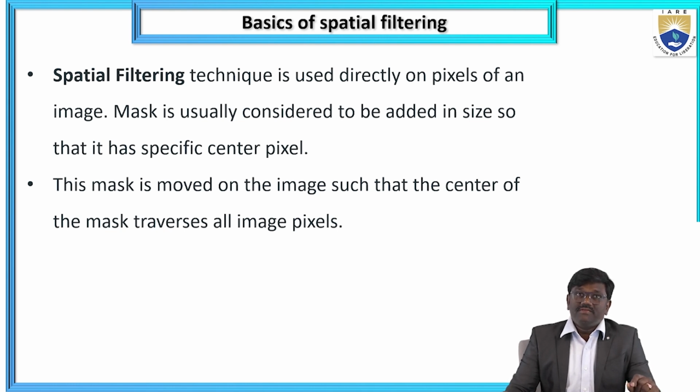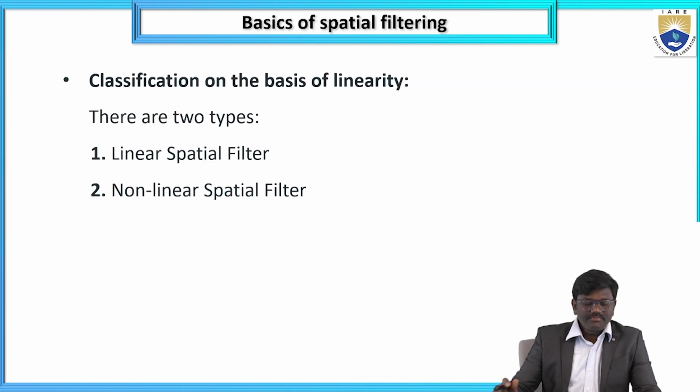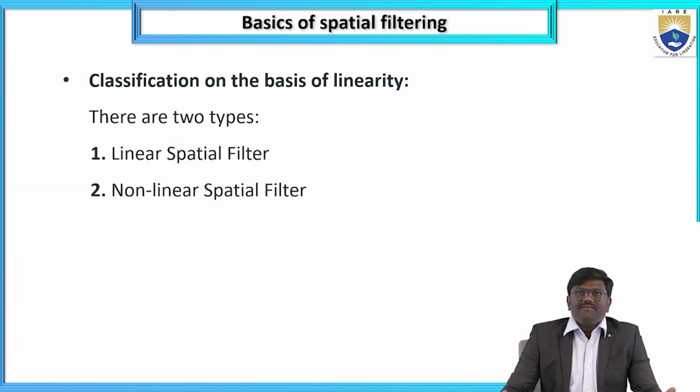Here we see that this mask is moved on the image such that the center of the mask traverses all image pixels. Why? Because we keep it odd in size so that it has a specific center pixel, and the mask traverses all image pixels. Then how may we classify it on the basis of linearity?